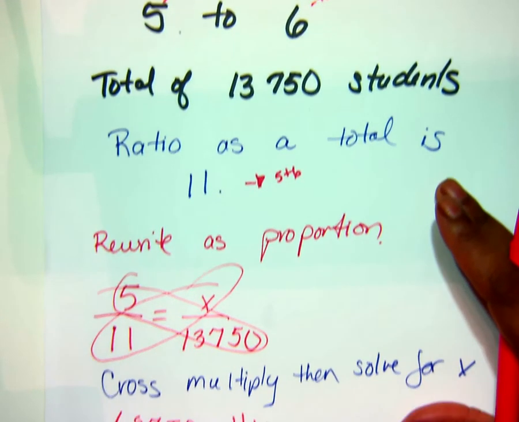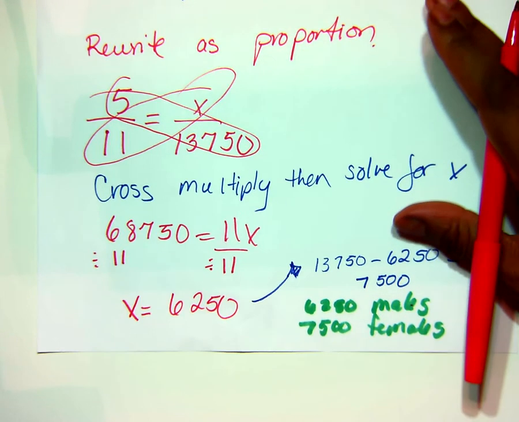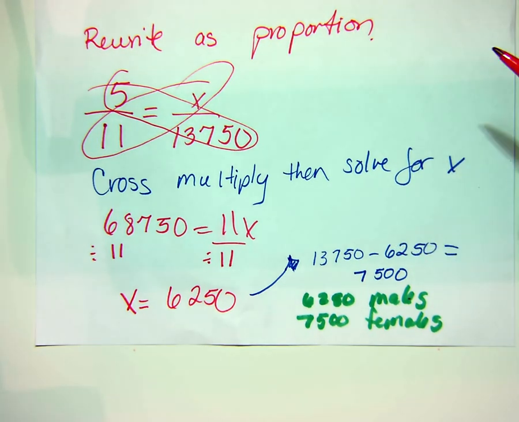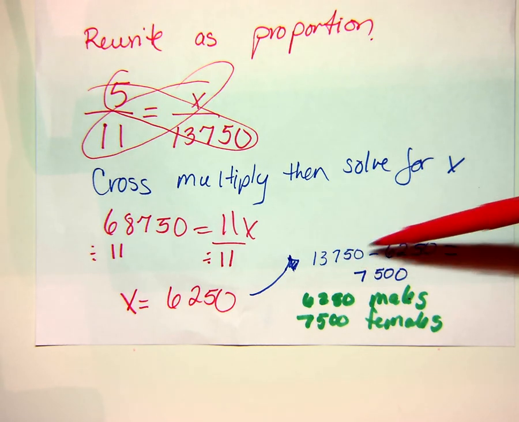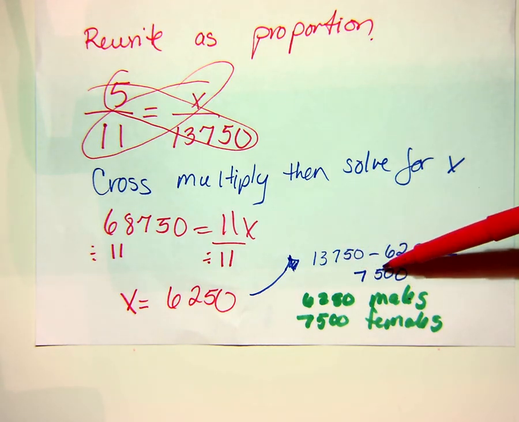So remember, you had a total of 13,750 people. So you're going to subtract the number of males from that. So now the number of females will be 7,500.